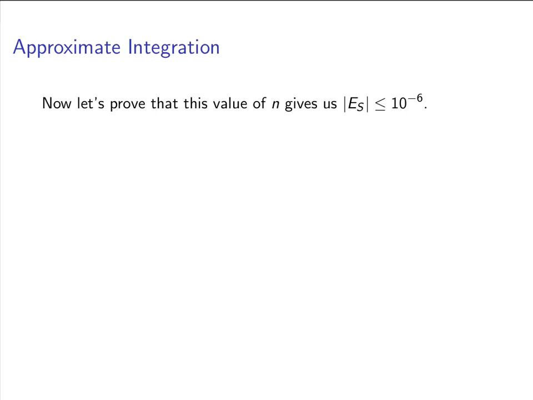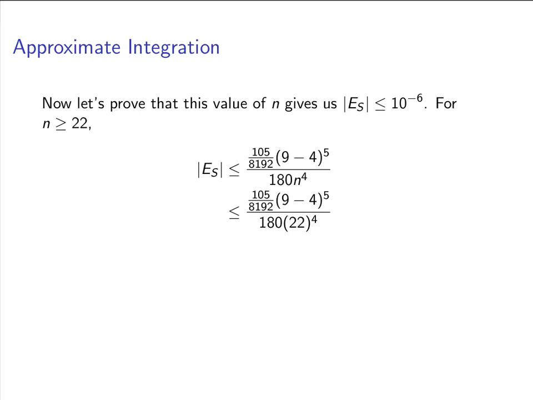Now that we have a value of n, let's prove that this value of n gives us E_s less than or equal to 10 to the minus 6. All right, so we got E_s is less than or equal to 105 over 8192 times (9 minus 4) to the fifth power all over 180 n to the fourth. We're choosing a value of n that's at least 22. So now the inequality looks like this. And if you use a calculator to simplify all this, you'll get this gigantic looking fraction. But now it's fairly straightforward to see that this is smaller than 10 to the minus 6.